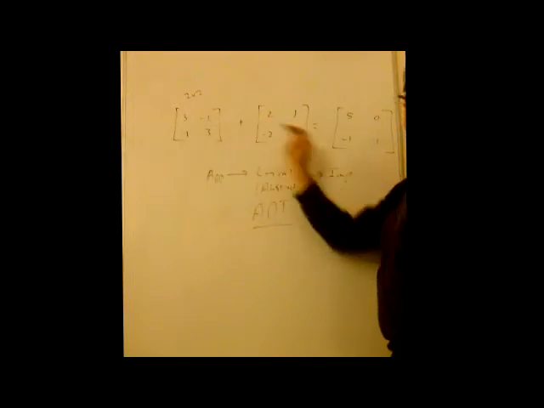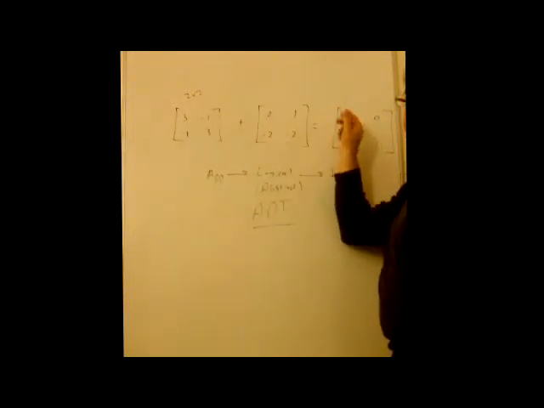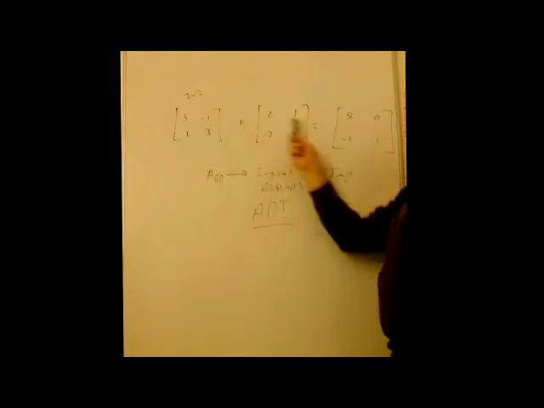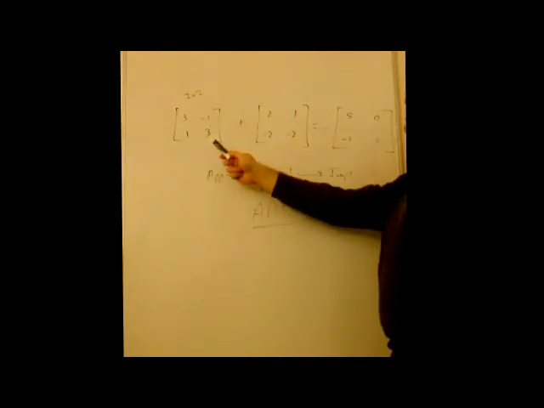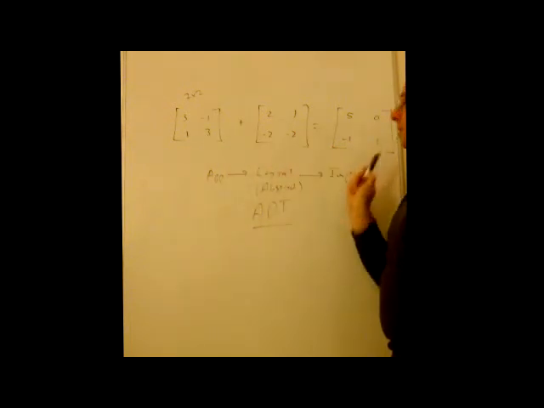Remember, all you do is add each individual position. So 3 plus 2 is 5, and that's where we get this entry here. And minus 1 plus 1 is 0. 1 minus 2 is minus 1, and 3 minus 2 is 1. Same thing with subtract, you're just going to subtract them.